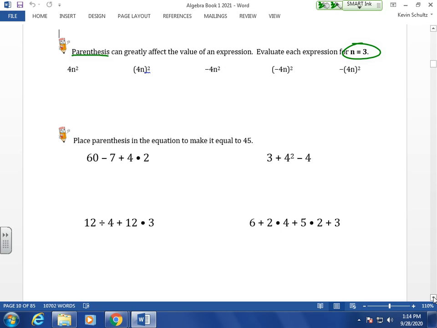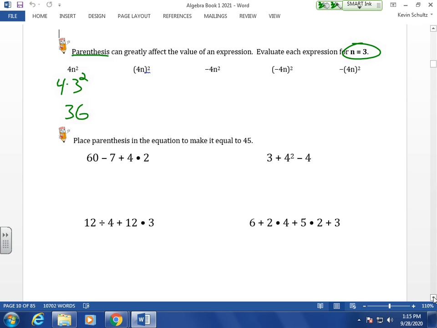So for this first one here, and we'll get to the last one in just a second, you've got 4 times n squared. Replacing n with 3, now you have 4 times 3 squared. Okay? Who's got the value for that? What is 4 times 3 squared? 36. 3 squared being 9. 9 times 4, 36. So you might think that, oh, well, the rest of these are going to be 36 or negative 36 over here, but not so much.